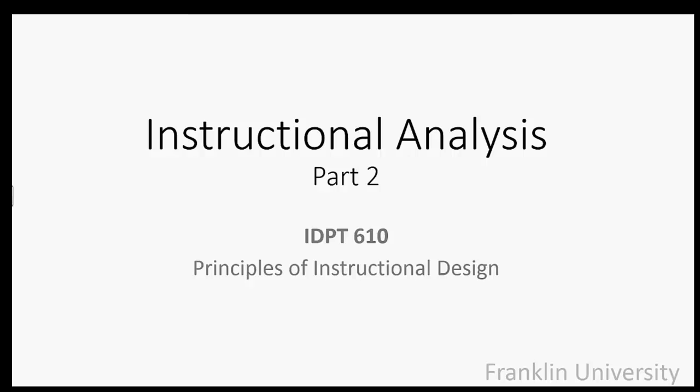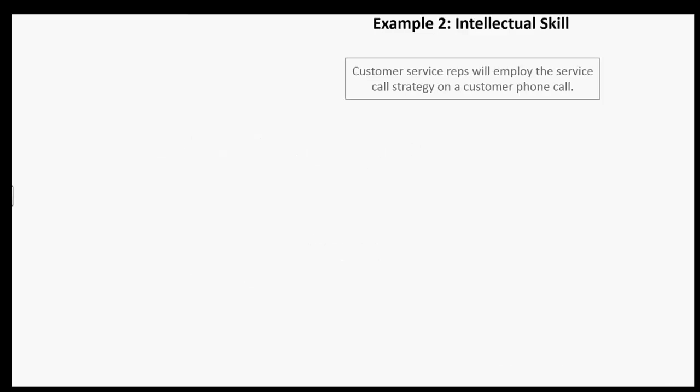Instructional Analysis Part 2. In this presentation, I'll show an example of how I would begin to brainstorm and lay out an analysis of an intellectual skill. In the previous presentation, we looked at a psychomotor skill. So here is the example we'll be going with. Customer service representatives will employ the service call strategy on a customer service phone call.